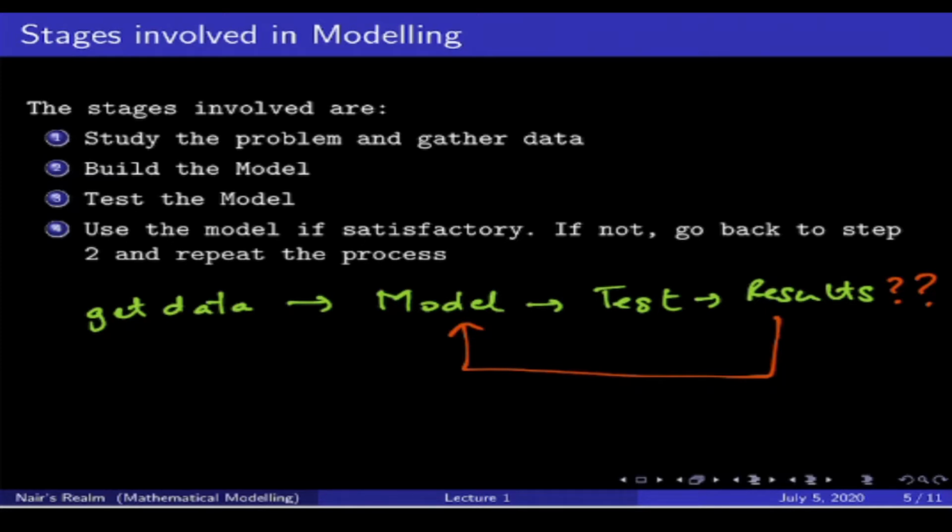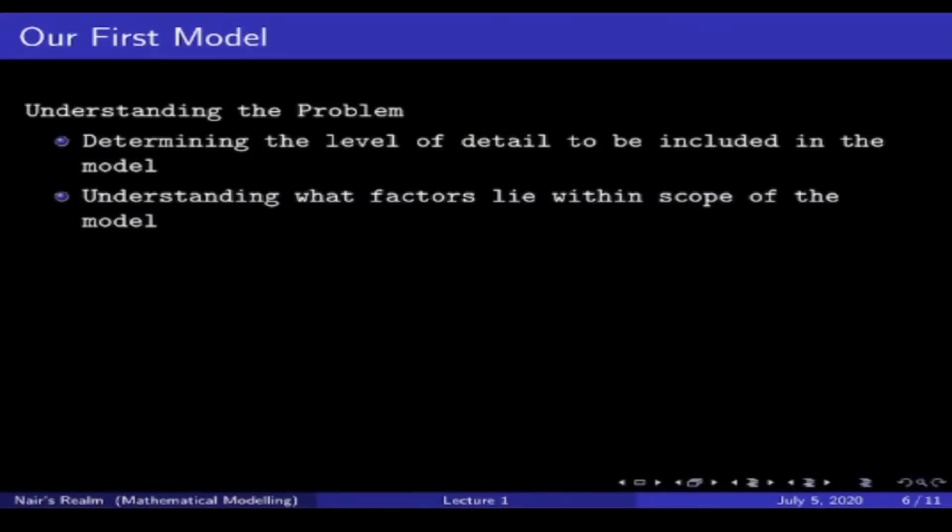This is just a pretty much self-explanatory slide. So go through it and I hope you get the rough idea of what I'm trying to say, that modeling is iterative. So we're going to understand our very first model. To deal with our first model, we have to understand the level of detail to be included in the model, and the factors that lie within the scope of the model. If I'm talking about humans as a whole, there's no point talking about cells, right? It's out of the scope.